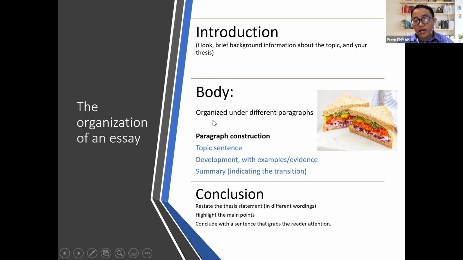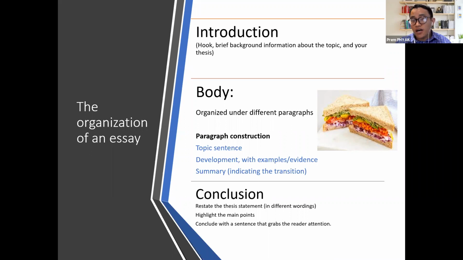The body is a really important part of an essay. It includes different paragraphs, and those paragraphs are constructed with three different elements. For example, a topic sentence, which is basically what you want to argue or discuss in the paragraph, and then you develop that topic sentence with the help of examples and evidence. And then you summarize by indicating what you are going to discuss next.